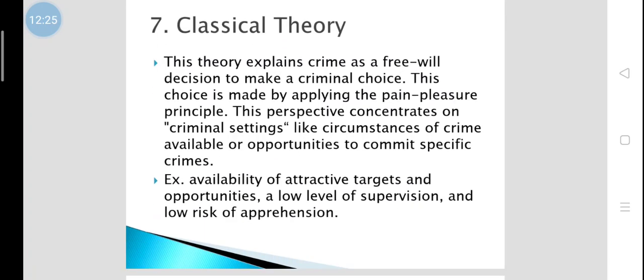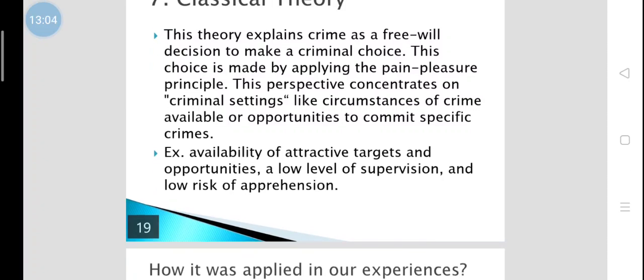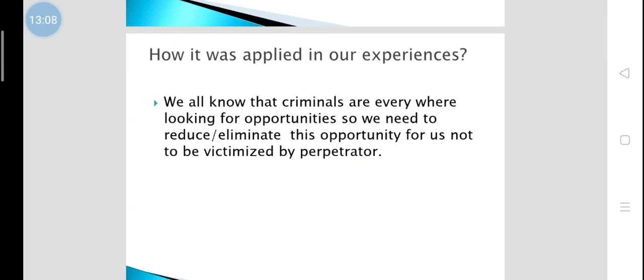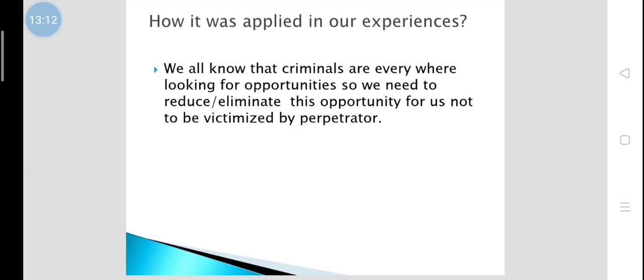So another one is classical theory. This theory explains crime as a free will decision to make a criminal choice. This choice is made by applying the pain-pleasure principle. This perspective concentrates on criminal setting like circumstances of crime available or opportunities to commit specific crime. Example, availability of attractive targets and opportunities, a low level of supervision, and low risk of apprehension. So, if you do not want to be a victim, do not give opportunities to this would-be criminal to victimize you. So, the application, we all know that criminals are everywhere looking for opportunities. So we need to reduce this opportunity for us not to be victimized by perpetrators.